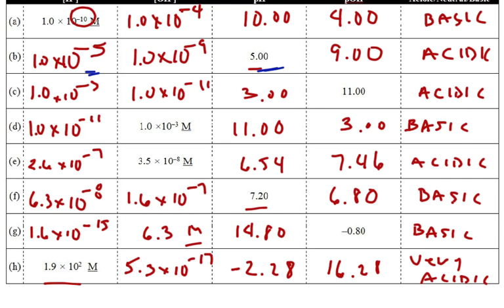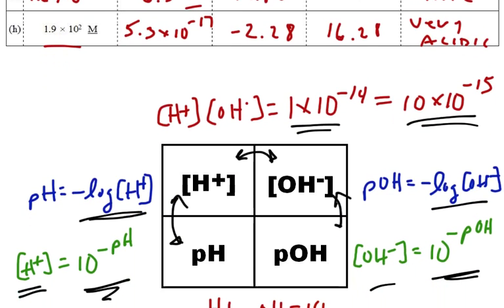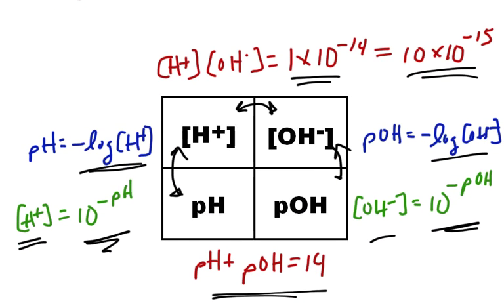And I would be able to get all those numbers by using the rules that we had down here. I could multiply two numbers to get 1 times 10 to the minus 14. I could take the negative log of my values or work it backwards, taking the concentration is 10 to the negative pH or pOH. And remember, the pH plus pOH always adds up to 14.